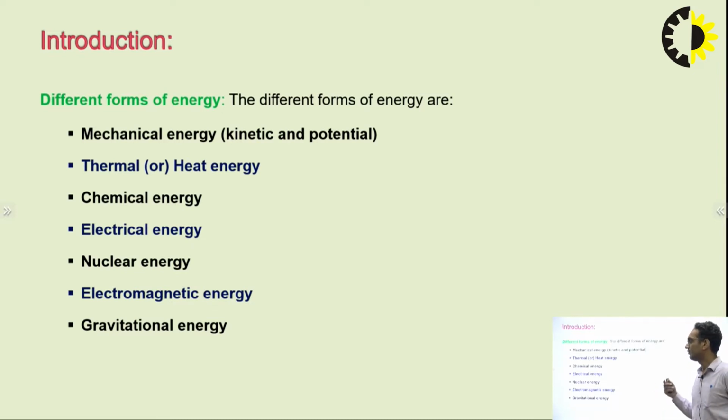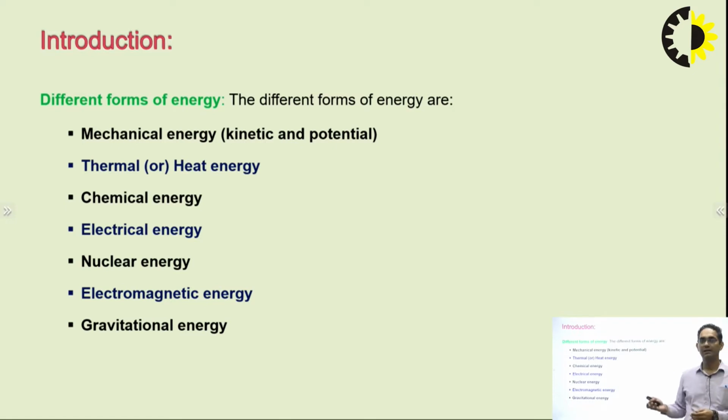Next is the thermal energy. What is thermal energy? Thermal or heat energy means the energy which is stored in the form of heat. Next is the chemical energy. Chemical energy is the energy which is stored inside a body due to its chemical composition. That is your chemical energy.